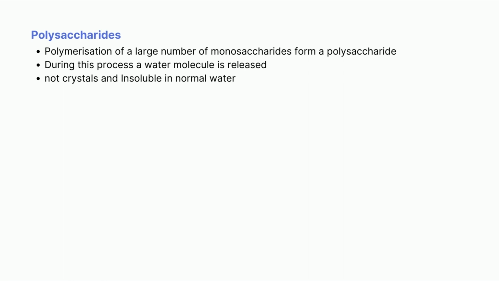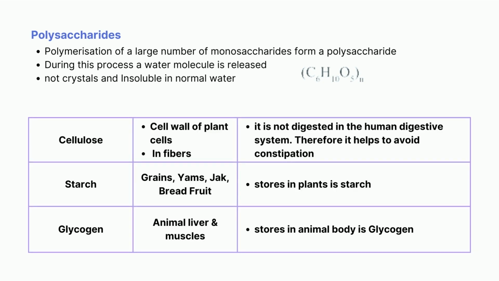Therefore it has a common molecular formula, (C6H10O5)n, and outside the brackets we use the simple n to denote that there are many monosaccharide units. They are not soluble in water, they are not crystals. There are different types of polysaccharides. They are cellulose, starch, and glycogen.